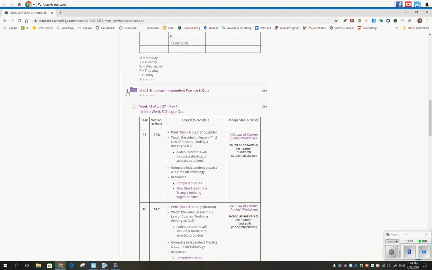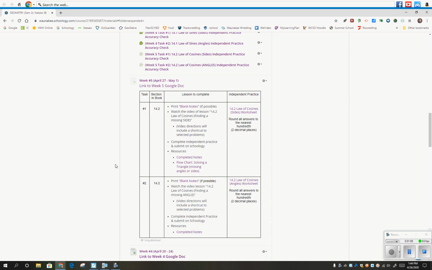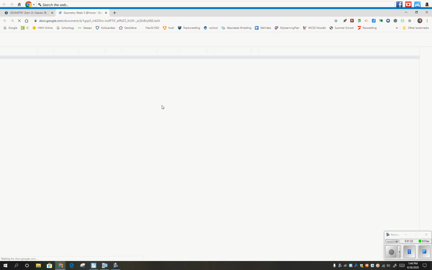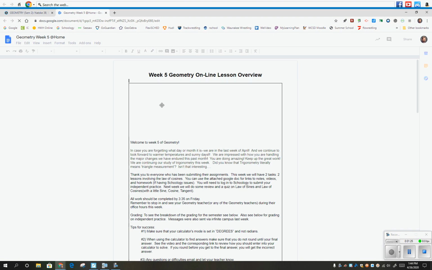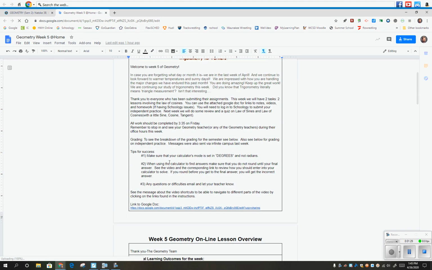Unit 5, Schoology. Independent practice and quizzes is where all the assignments have been so far, and the week 5 ones will be there as well, down at the bottom. And then we've got the week 5 table with everything you need to do for week 5. There's the link to the week 5 Google Doc, which you also will be emailed through Schoology. So you can open that up and read through the message.